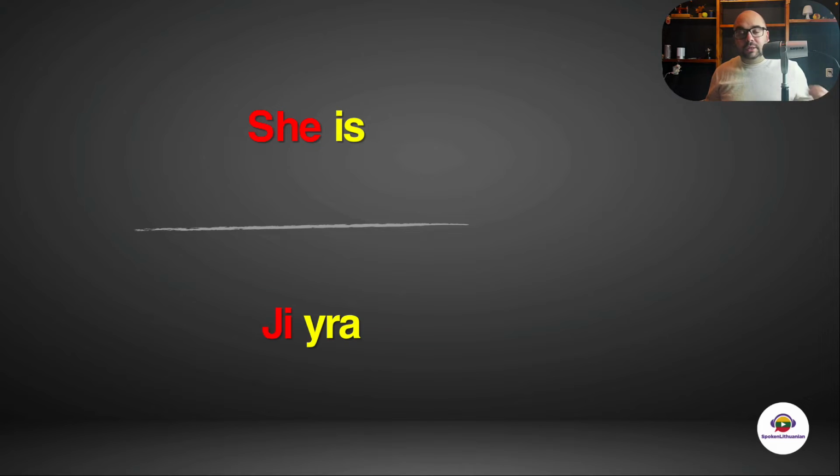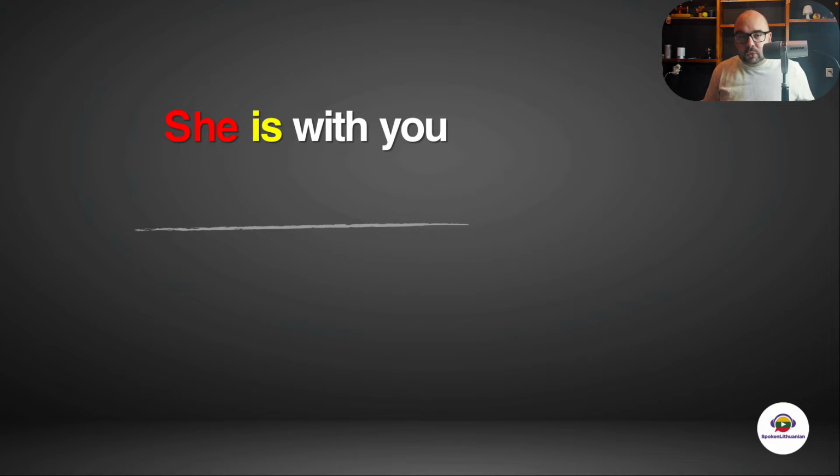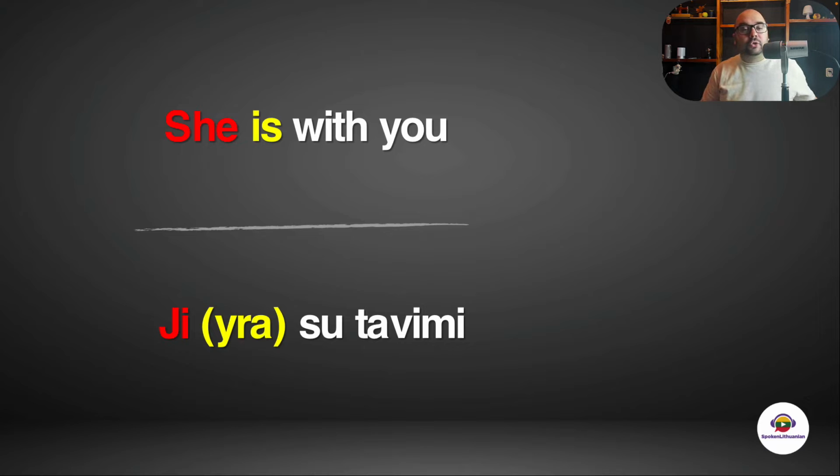That would be ji yra, right? Ji yra, she is. And she is with you. That would be ji su tavimi. Or I can add yra if I want to, but as we already know that, I don't have to use yra over here. I can just simply omit it. I can say ji su tavimi.